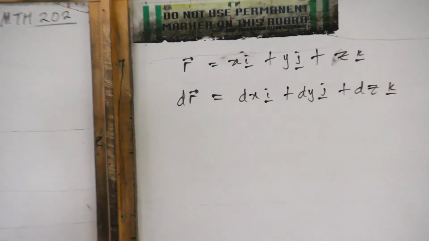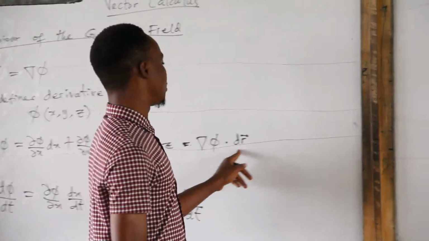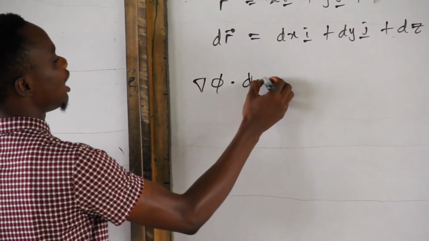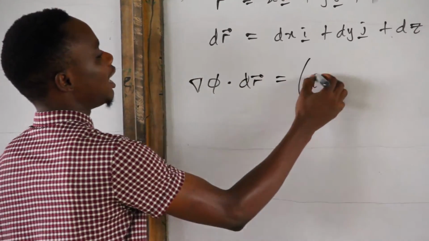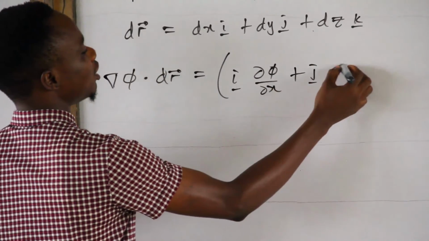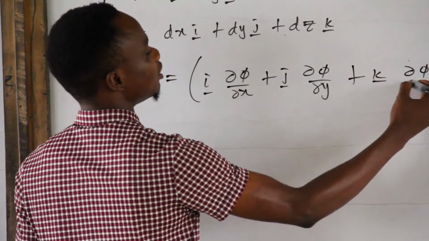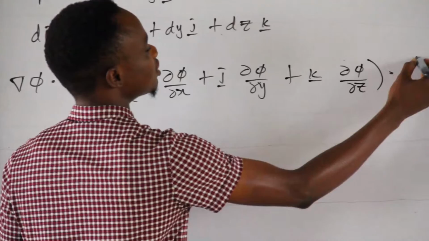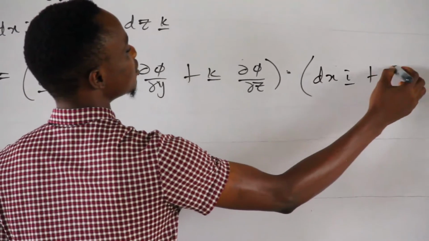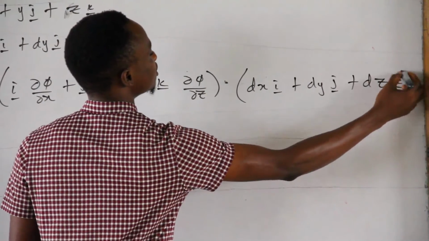Is that very clear? So if I take nabla phi multiplied by dr, the product of it, I'm going to have something like this. Nabla phi dot dr is going to be equal to what? i ∂phi/∂x plus j ∂phi/∂y plus k ∂phi/∂z. And dr, that is going to be what? dx i plus dy j plus dz k. Does it make sense to you?